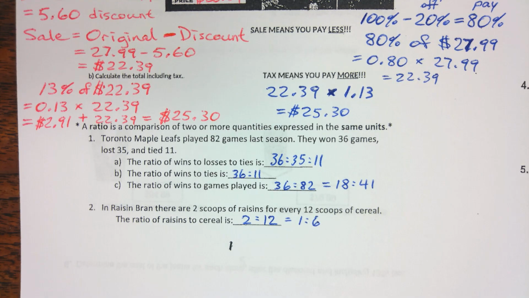So now let's say I'm gonna have 4 scoops of raisins. How many scoops of regular cereal should I put in if I want to maintain that same Raisin Bran feeling? So I know the ratio now is 1 scoop of raisin for every 6 scoops of cereal. So if I want to put in 4 scoops of raisin, how many scoops of cereal should I put in? 24. Thank you. Teamwork.